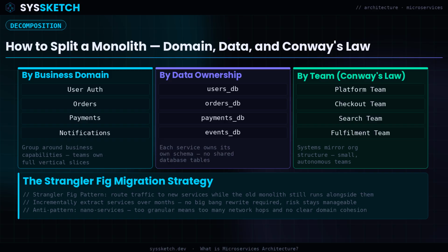The strangler fig pattern is the safest migration path. You route traffic to new services incrementally, while the old monolith still runs alongside them. No big bang rewrite required.